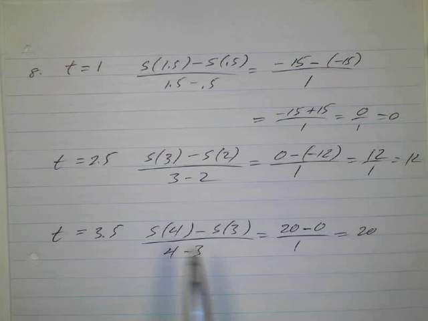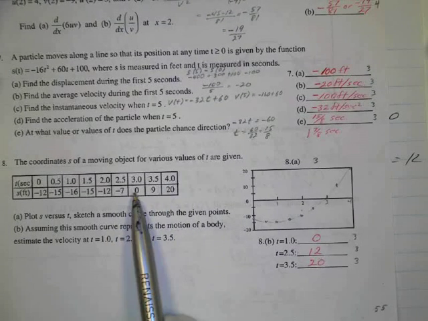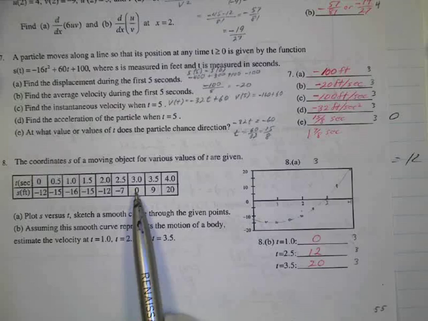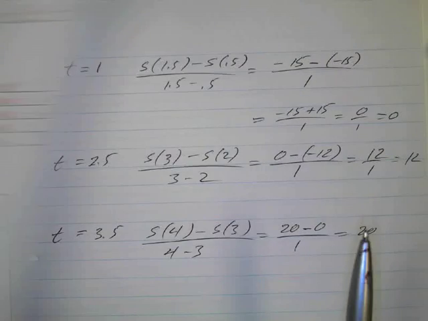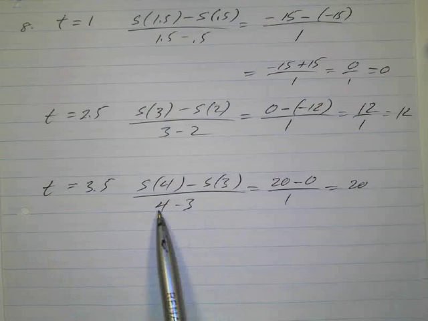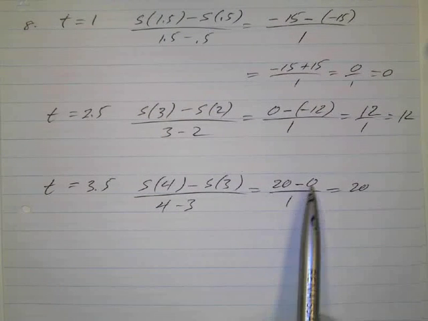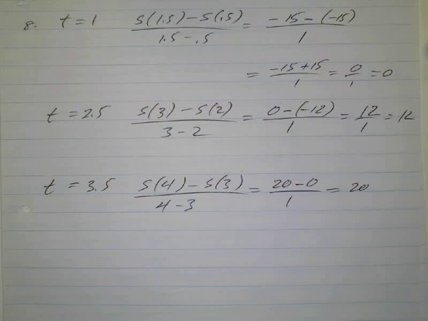And then for 3.5, I used s of 4 and s of 3. So 4 was 20, and 3 was 0, over 4 minus 3. This was 20 minus 0 over 1, so that's 20. They may not have so many zeros in them, but you get the idea. That's not anything that's too terribly difficult. Okay, so that was number 8. Let's take a look at the other side.